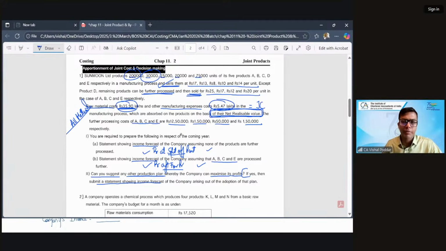Anyways, the after further processing sale prices have to be higher than the split off prices. This is also a way of understanding. Now, what you will do is multiply these quantities by the respective prices. You will get the sale values. And then from the sale value, subtract the joint cost. You will get the profits. Simple, right? Chalo, do it. So this is how you will find out profit, first at split off and then after further processing.